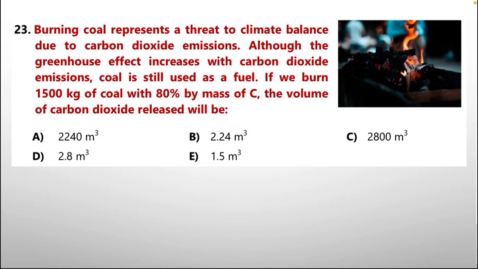Question number 23. Burning coal represents a threat to climate balance due to carbon dioxide emissions. Although the greenhouse effect increases with carbon dioxide emissions, coal is still used as a fuel. If we burn 1500 kg of coal with 80% by mass of carbon, the volume of carbon dioxide released will be, options are A. 2240 meter cube, B. 2.24 meter cube, C. 2800 meter cube, D. 2.8 meter cube, E. 1.5 meter cube. We are going to solve this question from the next slide.